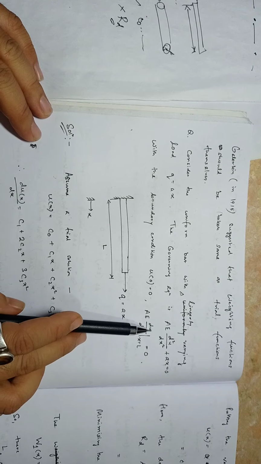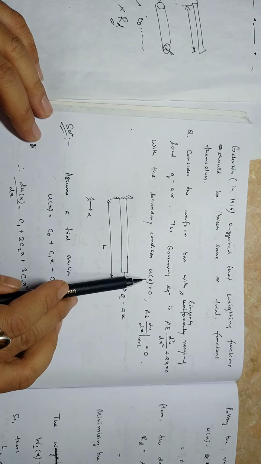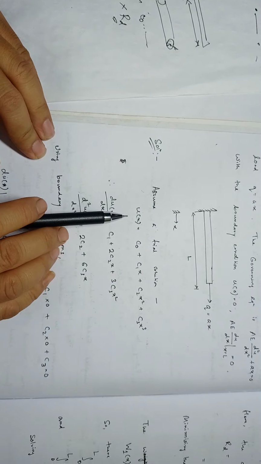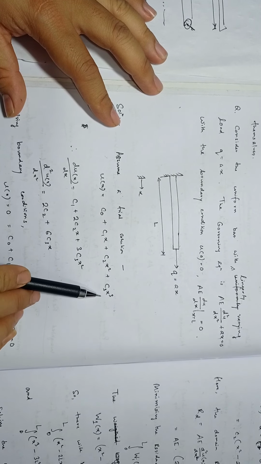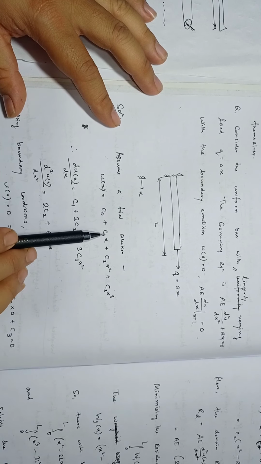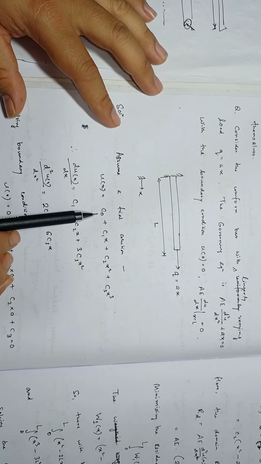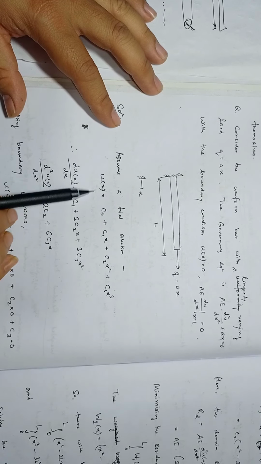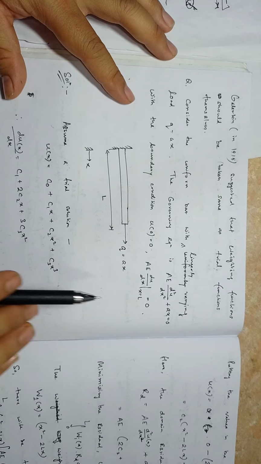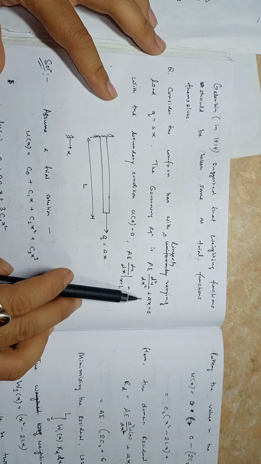Here you see du by dx is there, so whatever trial function you take, you have to differentiate it once. Here we have taken a trial function like this: c0 plus c1x plus c2x square plus c3x cube. I told you that you have to take a trial function where the order of the variable is the same as, or more than, the order of your differential equation.